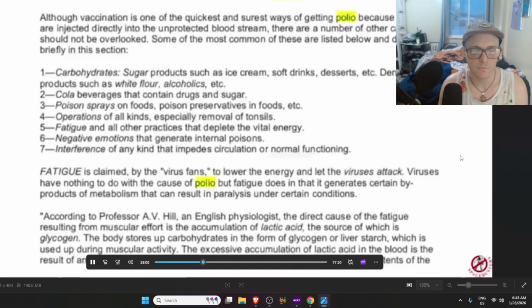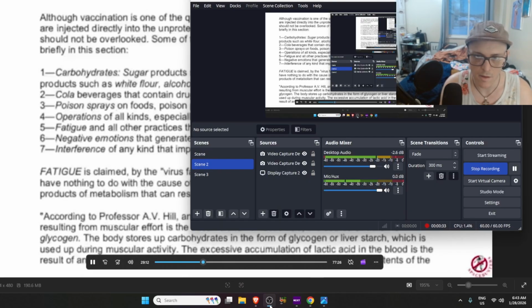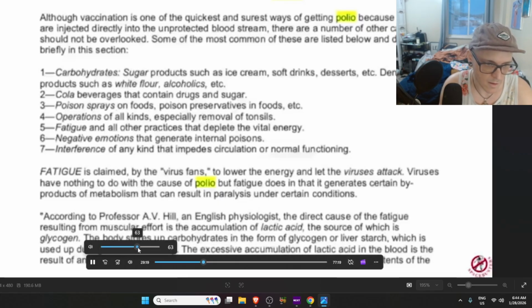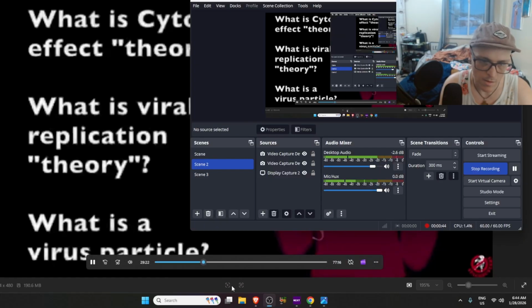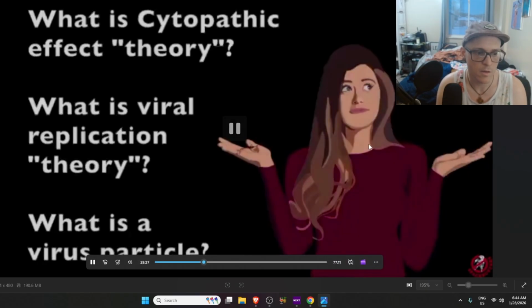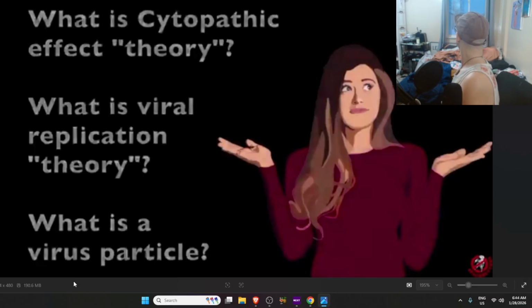Virologists, ask what it is they are doing to claim contagious viruses exist and cause disease when zero real physical experiments in the world have ever been able to prove so. First, we need to ask, what is the cytopathic effect theory of virus particles? What is viral replication theory? Where do these unproven theories even come from? And what is a virus particle?